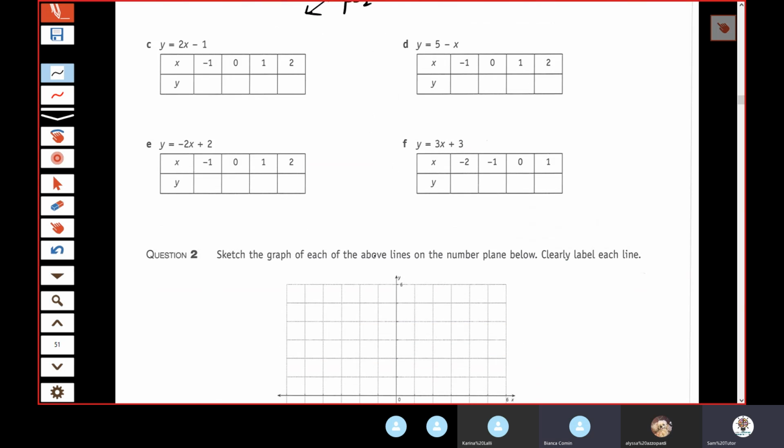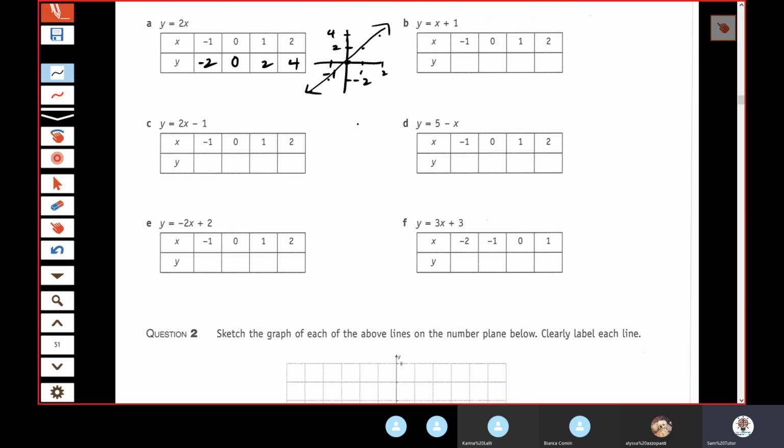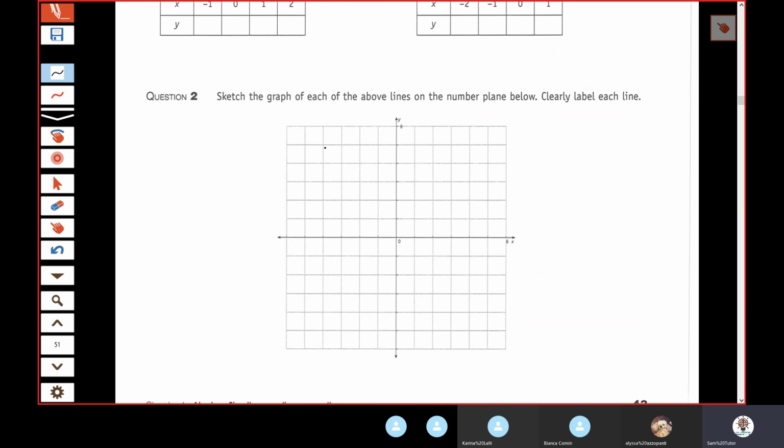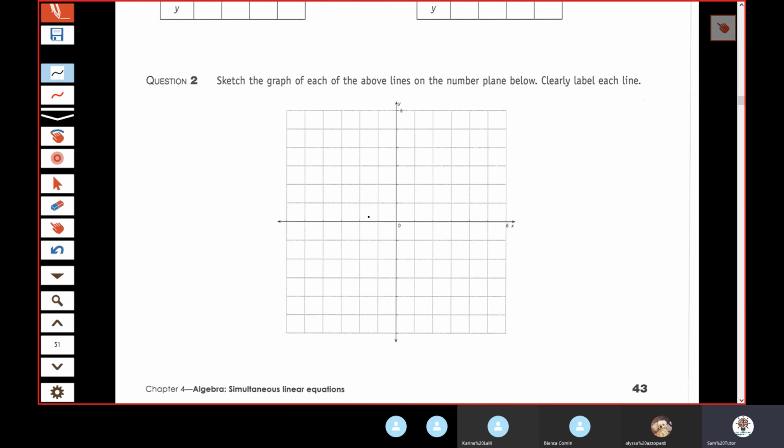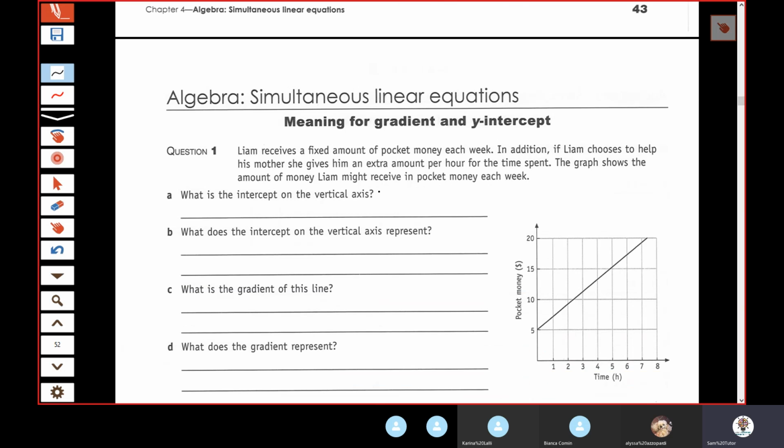Pretty easy. All right, and then that's just the same thing over and over again. Sketch the graph of the above lines and clearly label each line. All right, easy. Let's continue.